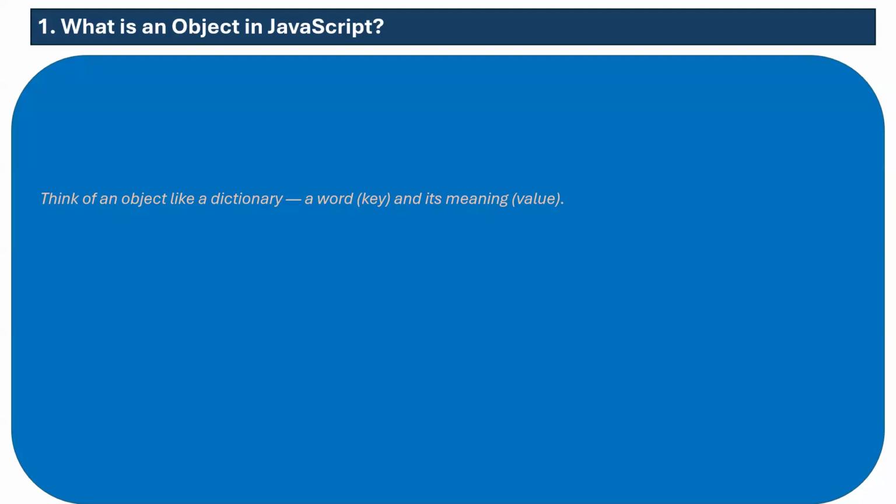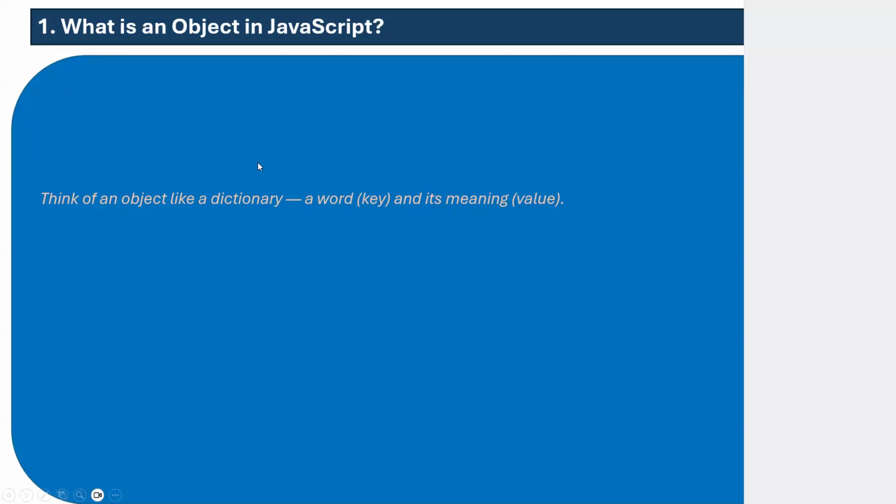A collection of comma key value. Key and value, correct. A pair of key, a collection of key value pairs. Yeah, absolutely correct. So let's revise the slides one more time.